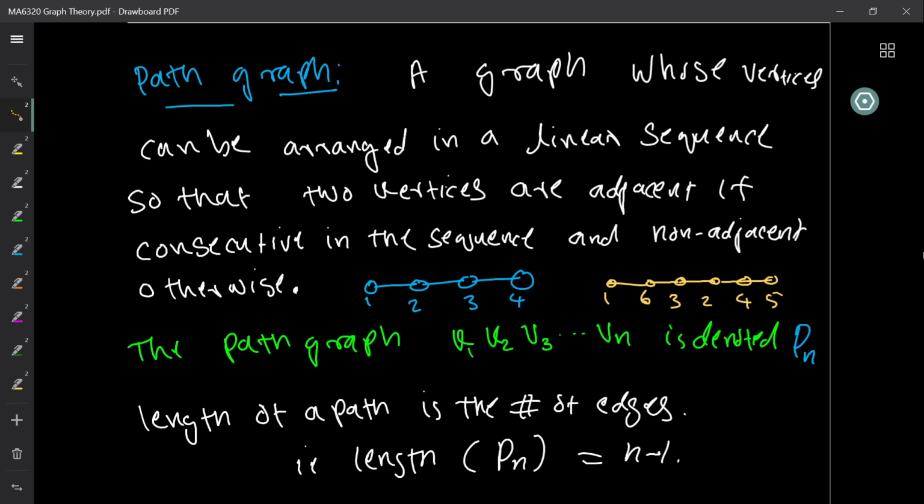Now, given a path graph, the number of edges in the graph is called the length of the path. So what is the length of the path Pn? Pn is the path graph on n vertices, and the length of the path graph Pn is equal to n minus 1, because with n minus 1 edges we can connect these vertices.